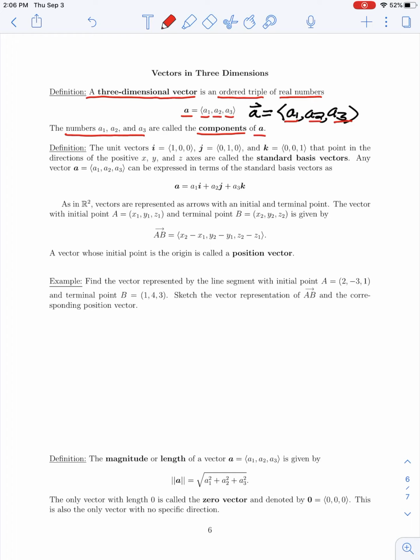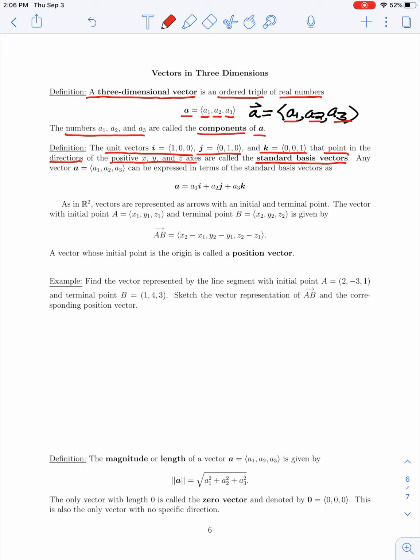Now, there are 3 specific unit vectors, or vectors of length 1, which we would denote as i, which is the vector 1, 0, 0, j, which is the vector 0, 1, 0, and k, which is 0, 0, 1, which point in the directions of the positive x, y, and z axes. And these vectors are referred to as the standard basis vectors.